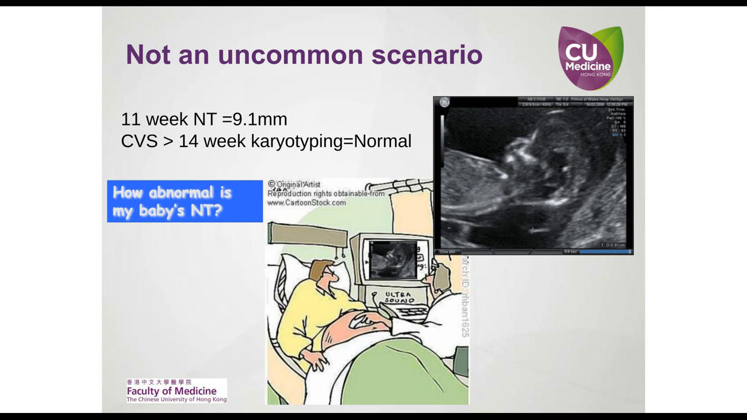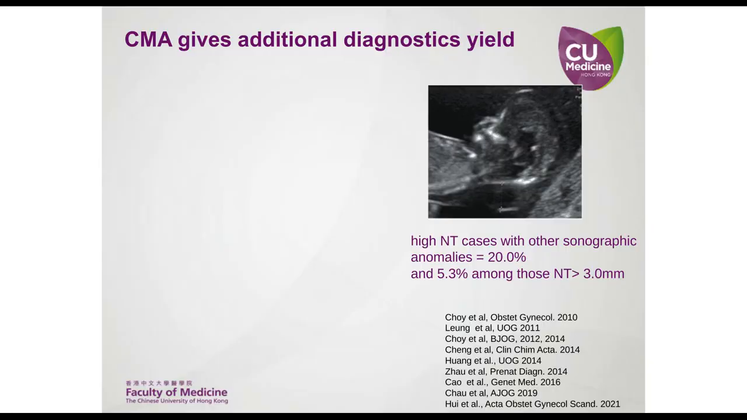Of course, copy number variants are not the only cause. It could also be due to Noonan syndrome and the RAS pathway. But based on our publication and others, for any fetus with high NT, if there are also other ultrasound abnormalities, you can have a very good diagnostic yield of up to 20%. If they only have NT alone, now we use a cutoff of 3.5, but the first study used only 3 millimeters, you can still have about a 1 to 5% diagnostic yield.